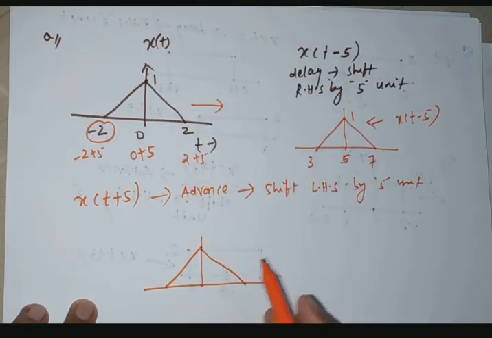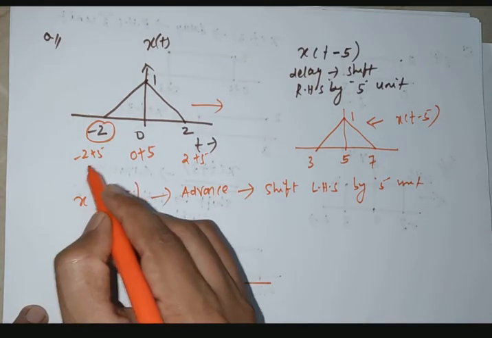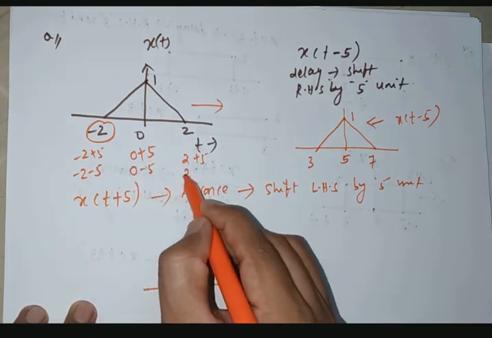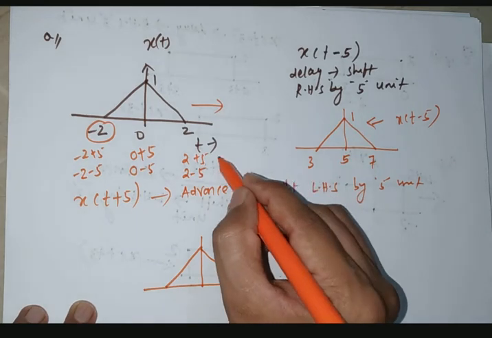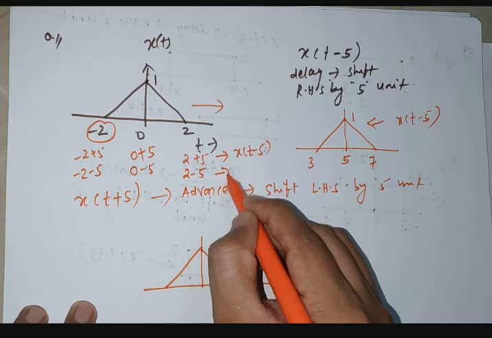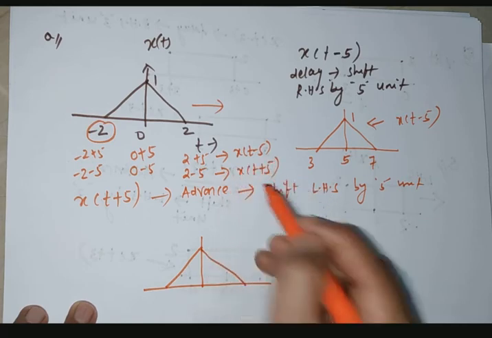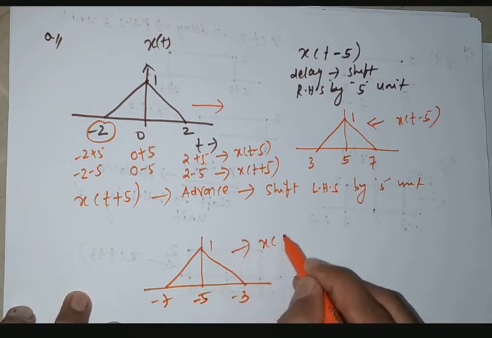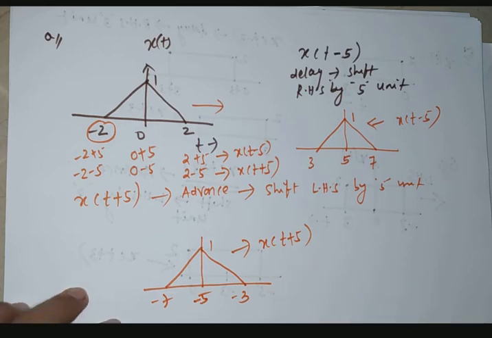Now this become left hand side by 5 unit means instead of plus it is minus. Yes or not? Simple. Minus 2 minus 5. This is 0 minus 5. This is 2 minus 5. Okay. This I am doing for x of t minus 5 and this is for x of t plus 5. Okay. What will get? Minus 7. 0 minus 5 means minus 5. 2 minus 5 is minus 3. There is no change of amplitude. This is your x of t plus 5. Okay.